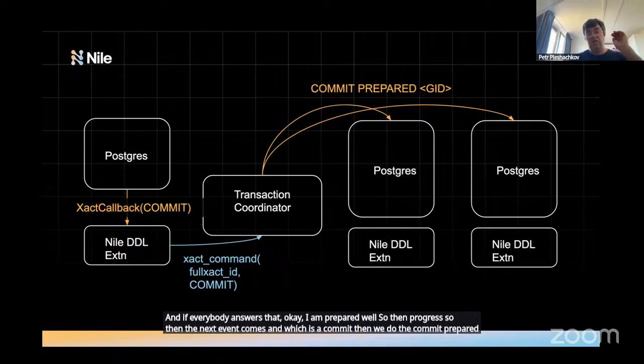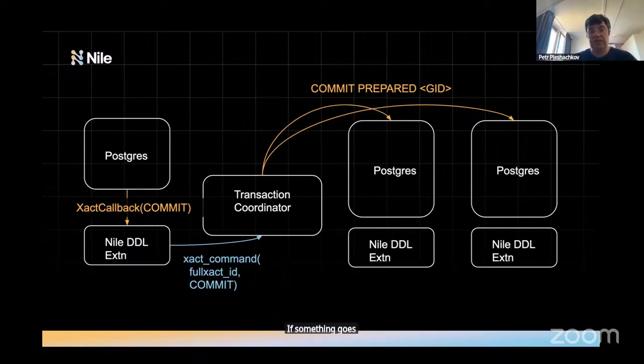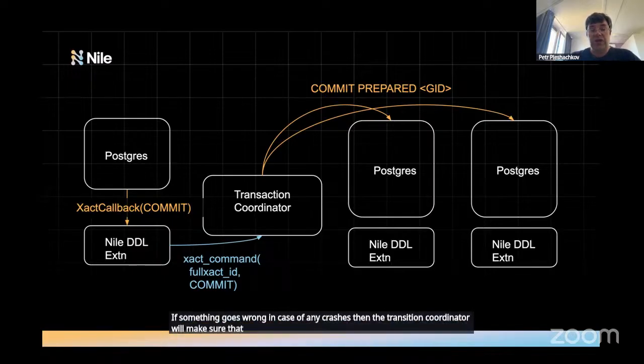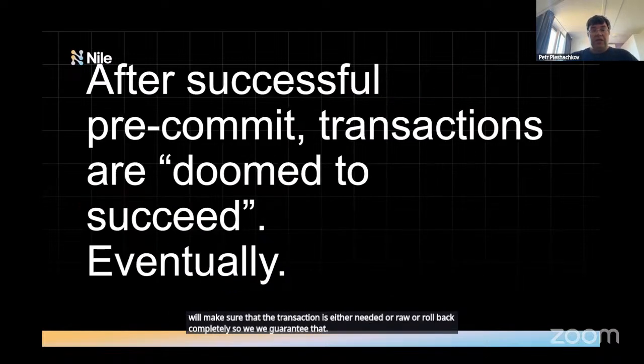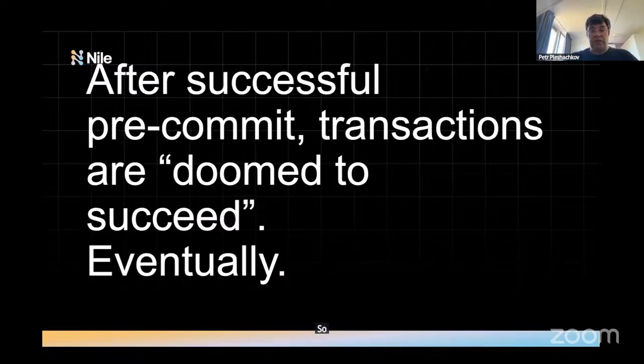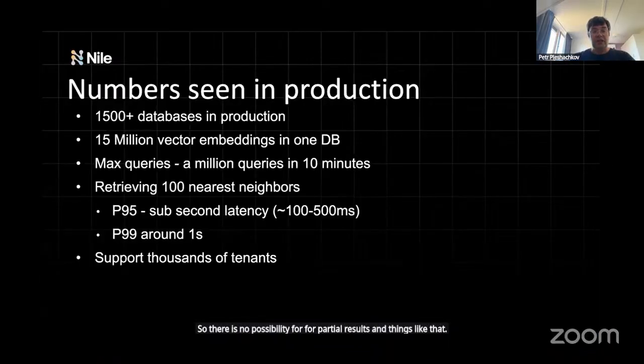And of course, if something goes wrong, in case of any crashes, then the transaction coordinator will make sure that the transaction is either committed or rolled back completely. So we guarantee that. So there is no possibility for partial results and things like that.